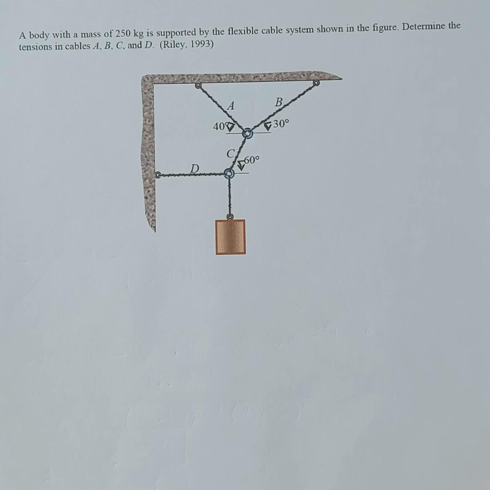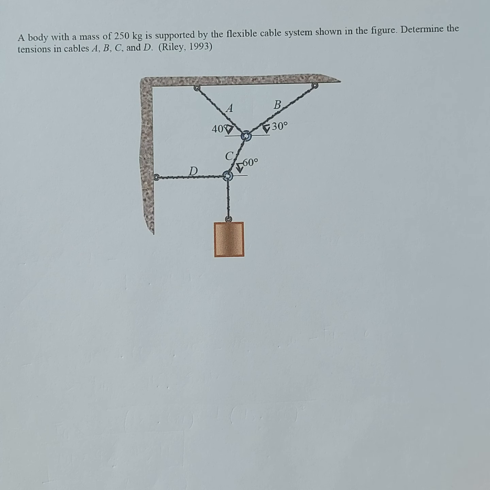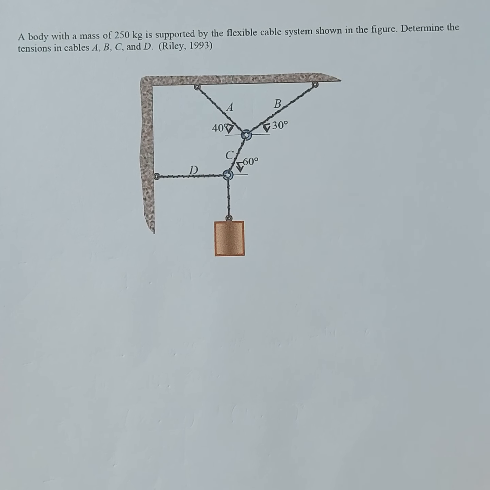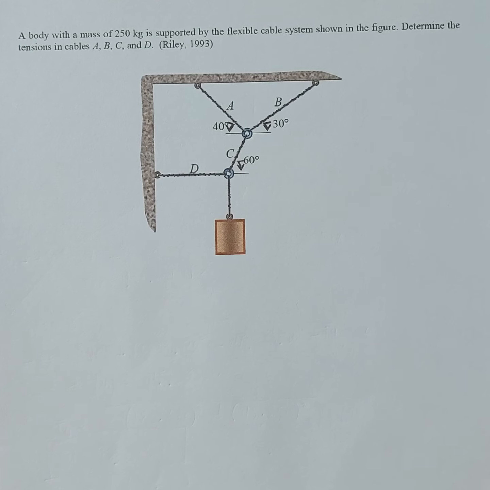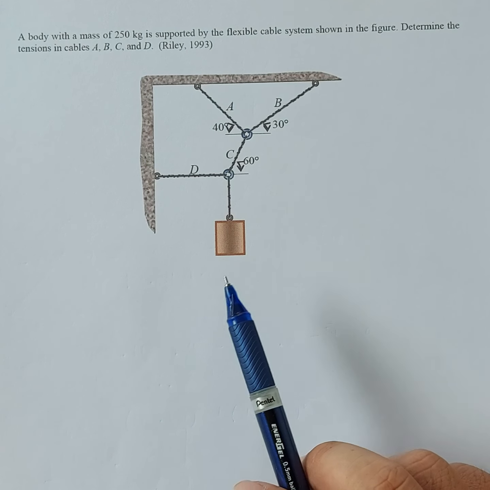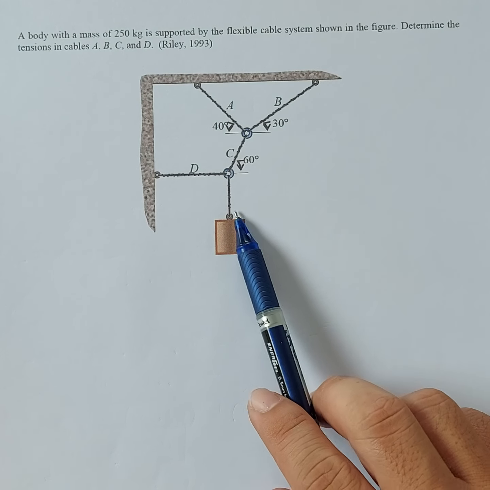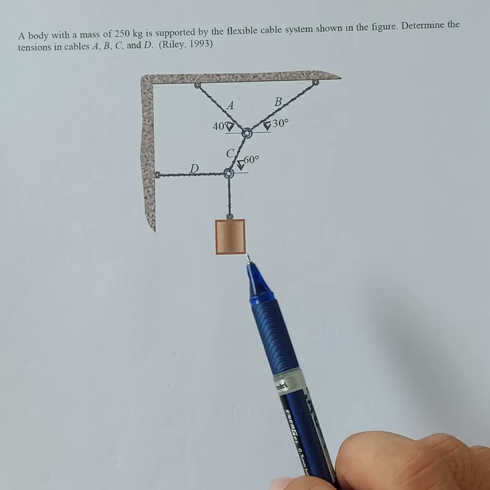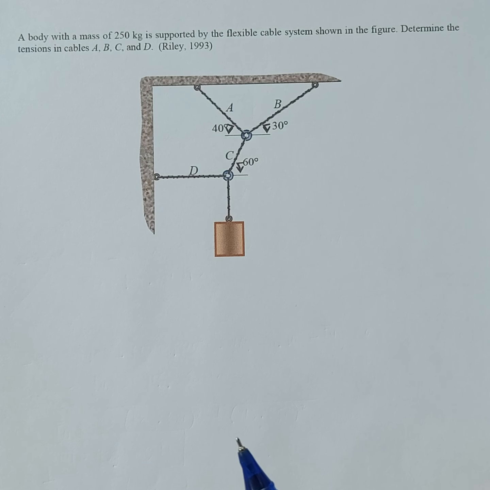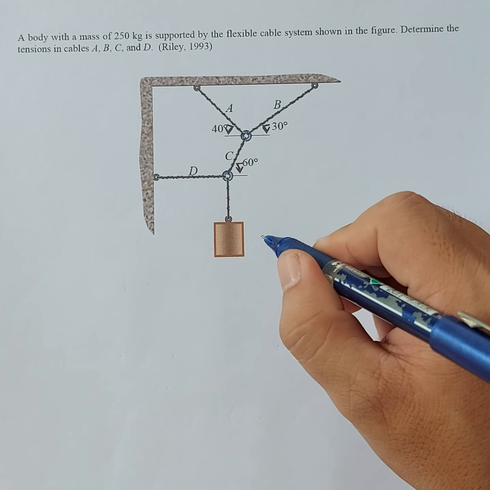A body with a mass of 250 kilograms is supported by the flexible cable system shown in the figure. Determine the tensions in cables A, B, C, and D. So this would be the flexible cable system. It is supporting this particular mass. The mass is 250 kilograms. We are to solve for the tension in each cable.